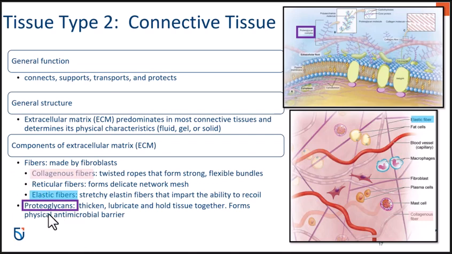It also possesses proteoglycans. Proteoglycans are going to help thicken, lubricate, and hold tissues together. It also contributes to forming this physical antimicrobial barrier, so a barrier against microbes. And that's because the extracellular matrix is so thick, it's able to resist the penetration of microbes.